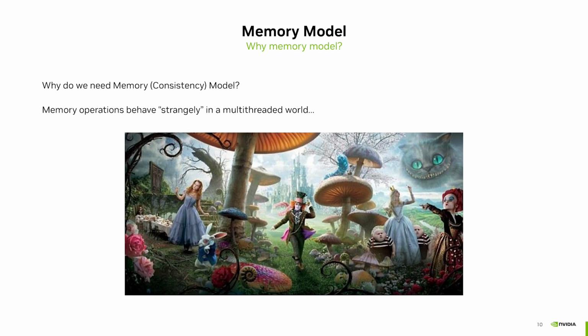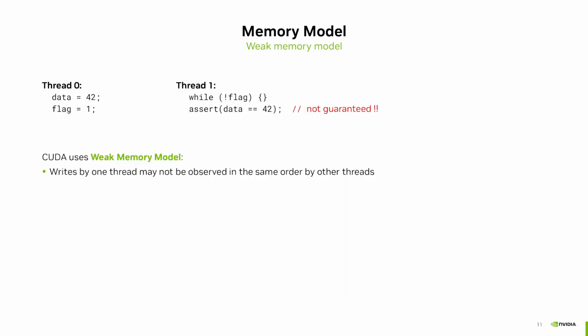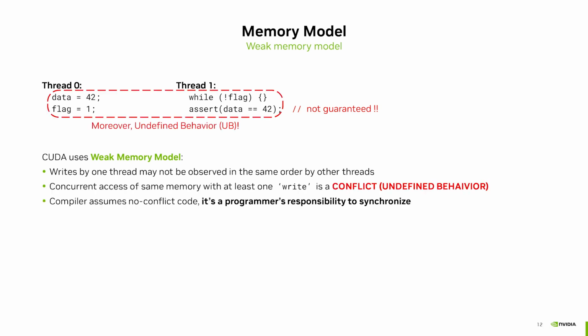Okay, let's take a look at this code. Here, thread 0 writes data and then sets a flag to signal thread 1 that the data is ready. Despite reading the data after the flag here, the assertion may fail. And this behavior is explained by the weak memory model employed by CUDA, which says that writes by one thread may not be observed in the same order by the other threads.